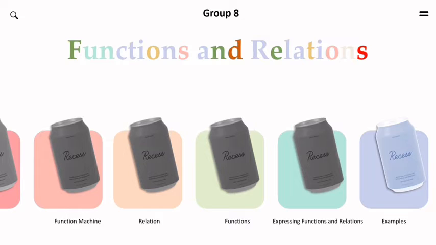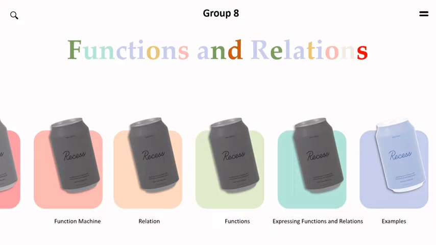A function machine is an imaginary device that receives inputs and generates outputs. The number that has been inputted is transformed into a secondary number through the application of a rule. Next, there are 4 types of relation: one-to-many, many-to-many, one-to-one, and many-to-one. One-to-one and many-to-one are considered functions. There are 5 different ways of expressing functions or relations: set of ordered pairs, table of values, mappings, graph, and lastly, equation.